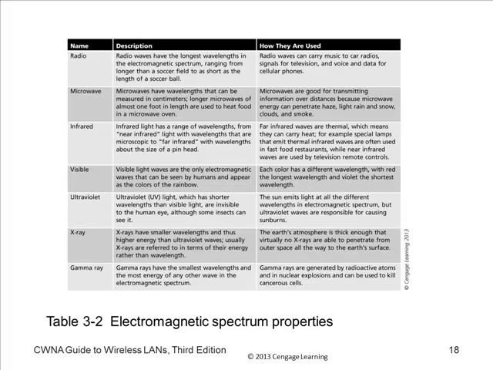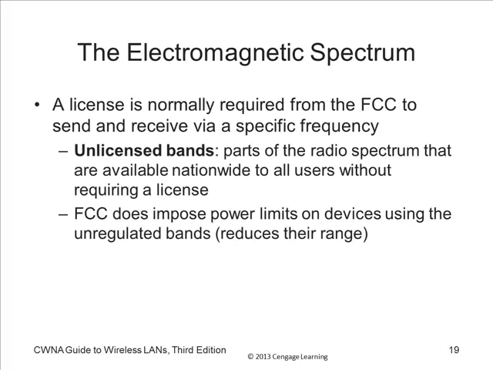Table that's in the book, and I'm going to go through. You're going to read that, where they go and what they do. Each of these parts of the spectrum has its own function, doesn't it? License normally required. The unlicensed bands, the 2.4 gigahertz and the 5 gigahertz, are unlicensed bands.